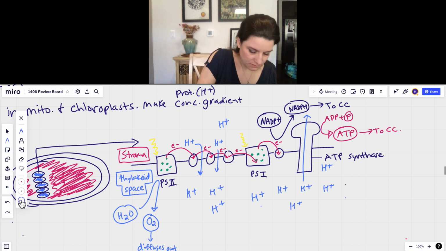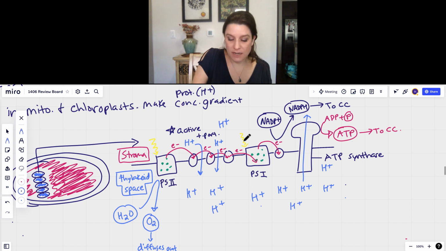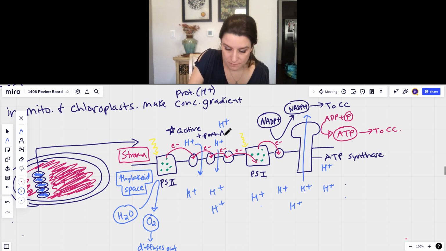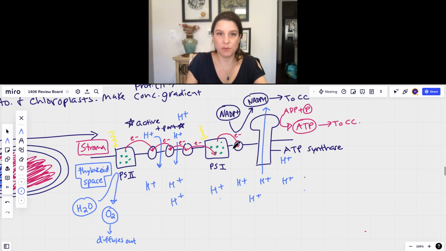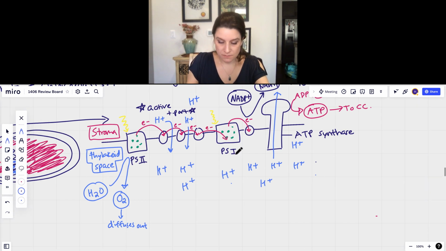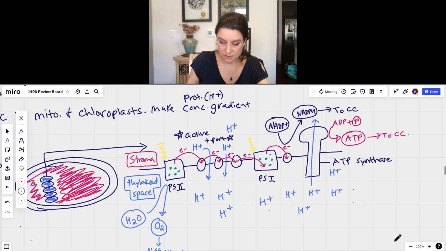Sometimes active processes are done using ATP. Oh, let's label this. This is active transport here. And it's done without ATP, like I mentioned. Some active transport is done using ATP, like the sodium-potassium pump. But this is a form of active transport that does not use that. It uses the electrons falling. So that's the process in photosynthesis.